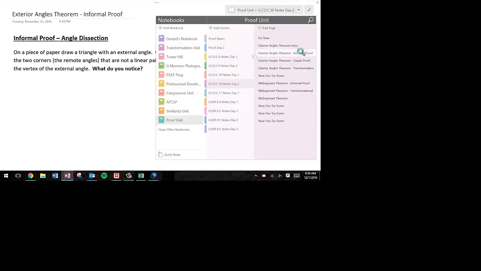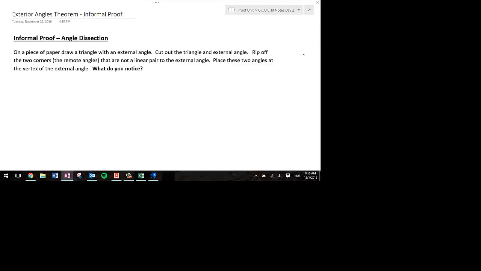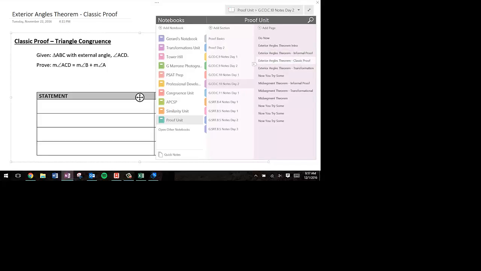There are a couple of different proofs here. The informal proof that you will do on your own is that if we cut out a triangle and cut out an external angle, the two remote angles fit perfectly into the external angle. That's what we're ultimately going to hope for. What I'm going to do is a more formal proof with you on this.